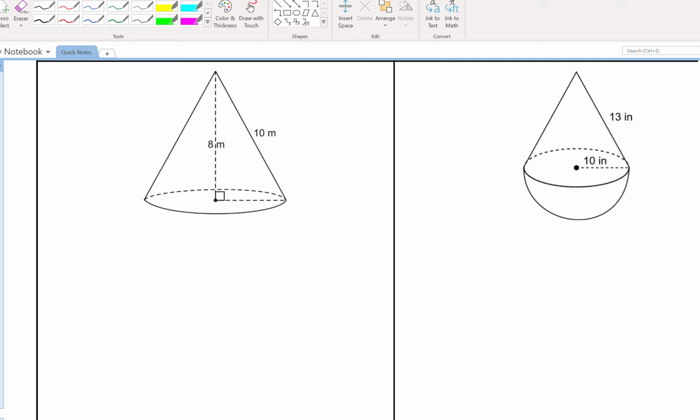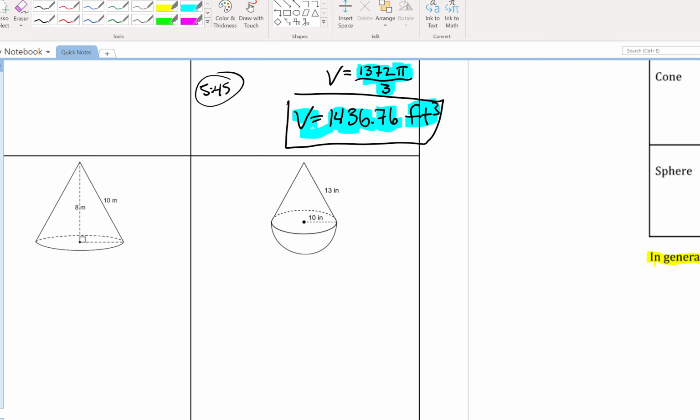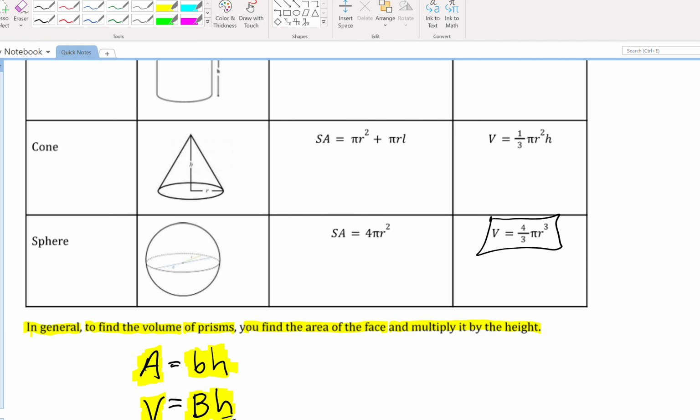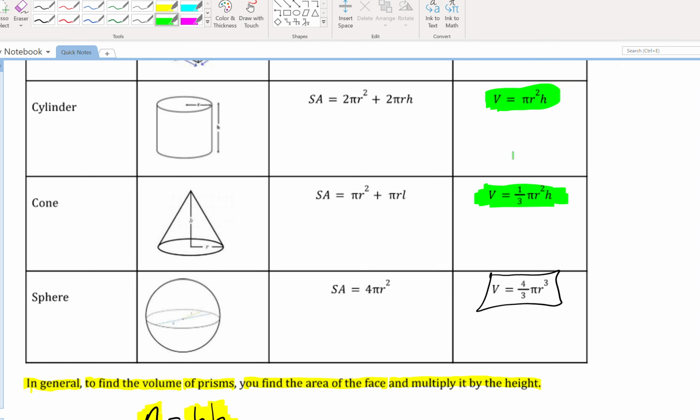And so I think it's useful to go over here and say, what is the formula for the volume of a cone? And here we can see that it is 1/3 pi r squared h. Notice that the volume of the cylinder is pi r squared h, the same without the 1/3.